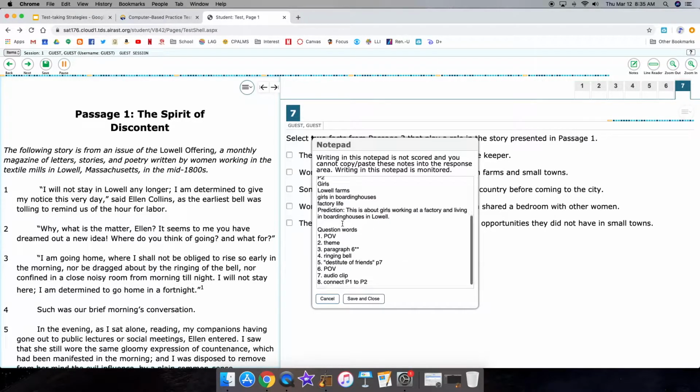Now, whenever I see one of my keywords here or something that makes me think about my keywords, I'm going to highlight it.